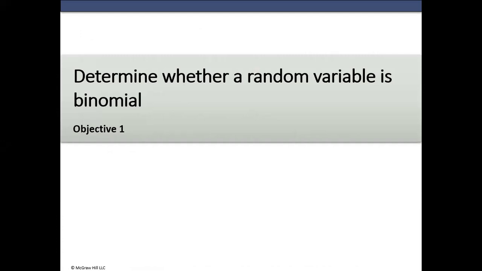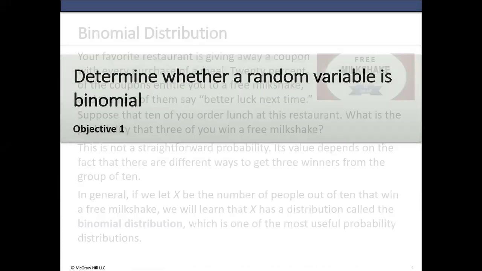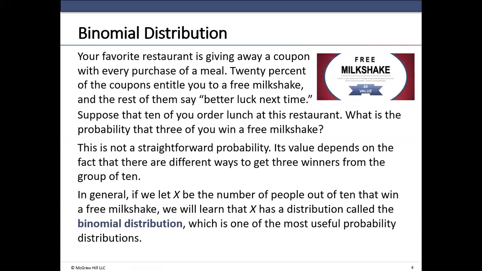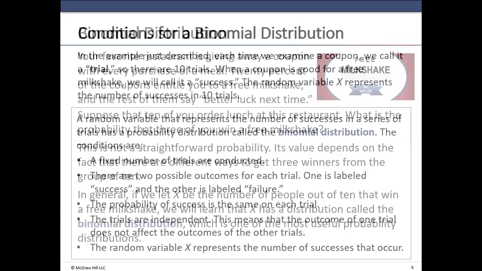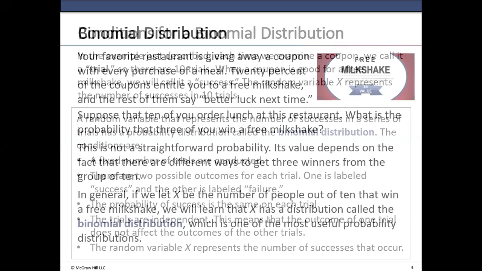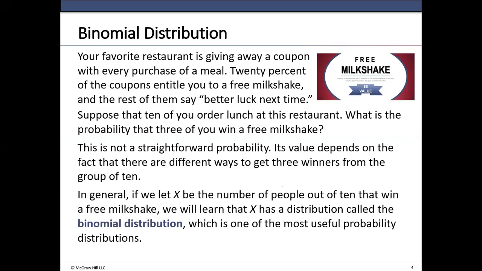Determine whether a random variable is binomial. Your favorite restaurant is giving away a coupon with every purchase of a meal. 20% of the coupons entitle you to a free milkshake, and the rest say better luck next time. Suppose that 10 of you order lunch at this restaurant. What is the probability that 3 of you get a milkshake? This is not a straightforward probability. Its value depends on the fact that there are different ways to get three winners from a group of 10.